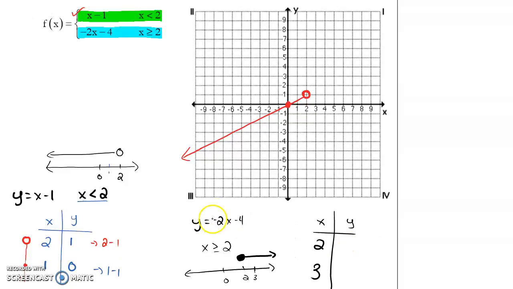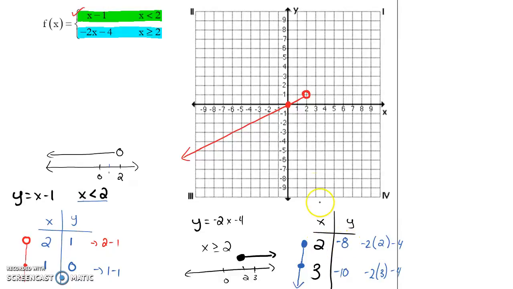Plugging these numbers into my new function, negative 2 times x minus 4. X is 2. Negative 2 times 2 minus 4, I get negative 8. That's the endpoint with a closed circle. I will start there. I'll go to 3. 3 is not the endpoint of my inequality, so I don't stop there. I'm going to draw an arrow through that point. That point is at negative 2 times 3 minus 4. That's negative 6 minus 4, negative 10.